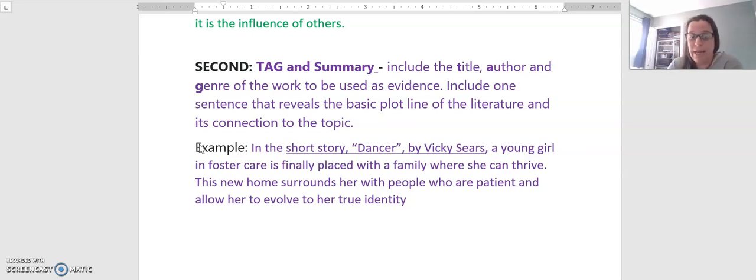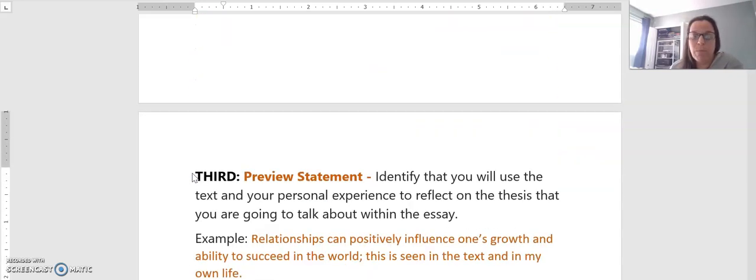Okay, great. There's the tag. Title is Dancer, author is Vicky Sears, and the genre is short story. So those are all there, and also including a 1 to 2 sentence summary of the story.